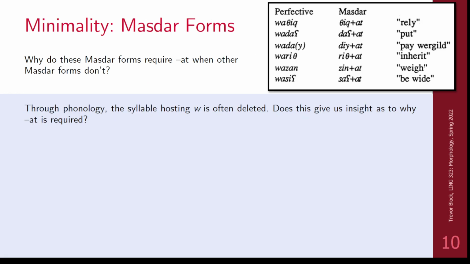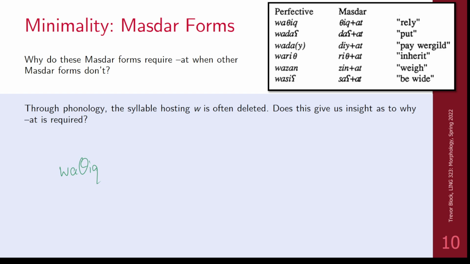So, using the concept of minimality and the prosodic theory, let's take a look at why some forms require something else. So, there's a perfective form for the word rely, that's wathiqa. And there's the Masdar form, which is like a verbal noun form, I should say. Like compare weigh and weight. It's sort of more like a noun form.